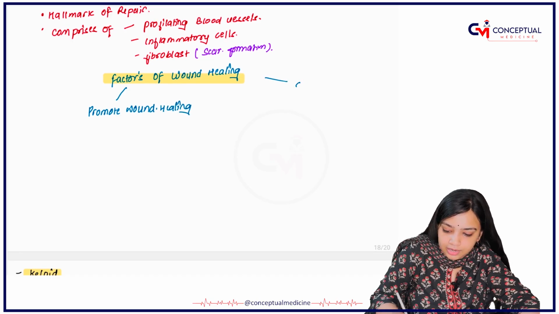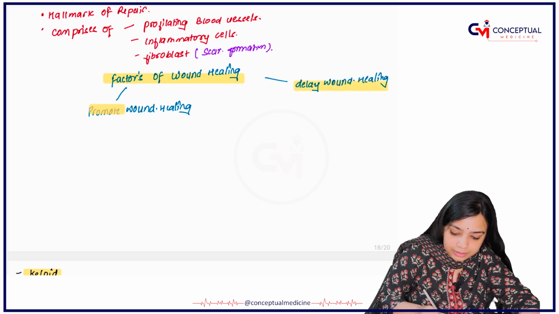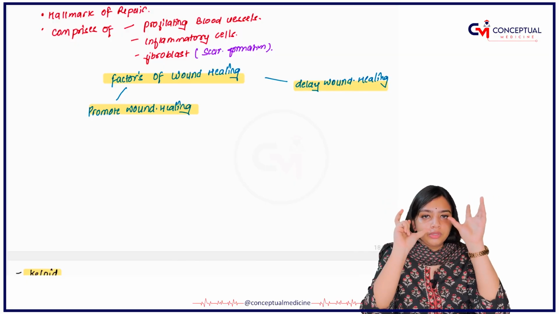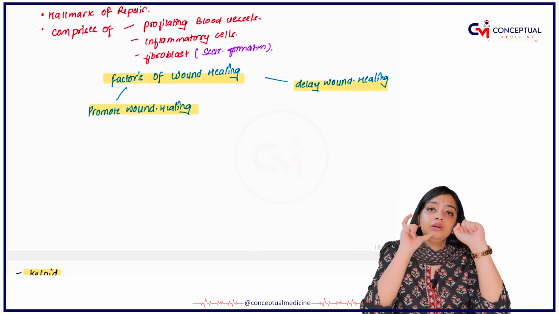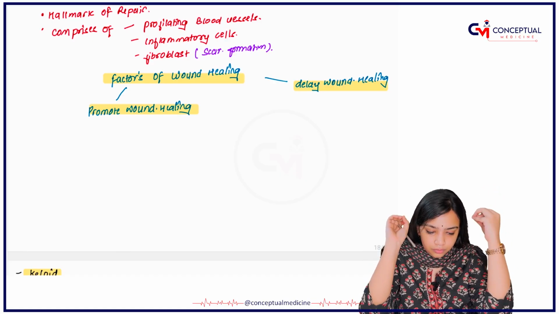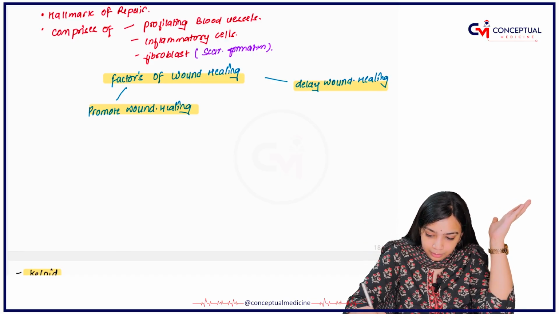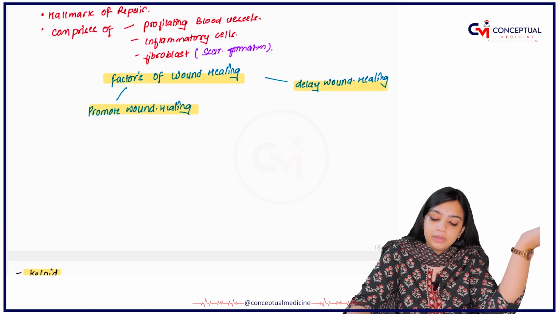And the second one is factors that delay wound healing. Now let's understand them. Before starting, tell me what you think: which factors delay the process of wound healing? Think about it. What is the vitamin that, if deficient, will delay the process of wound healing?